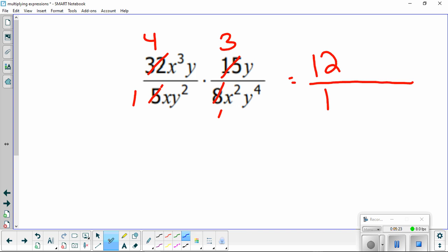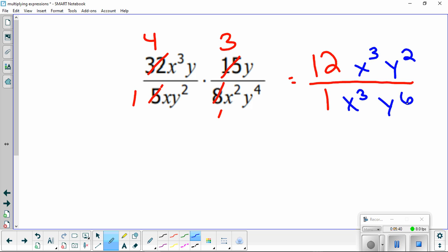What you can do that's a little easier is do all of your letters on the top. So x to the third, y to the second. Is everybody cool with that? I'm squishing those together. On the bottom, I have x to the third, y to the sixth. Does that all make sense? Now I'm going to cancel. So you can squish and then cancel, or you can cancel and then squish. It's totally up to you.